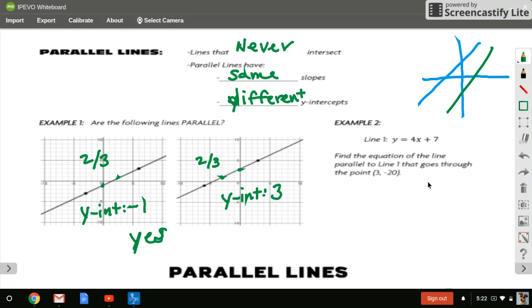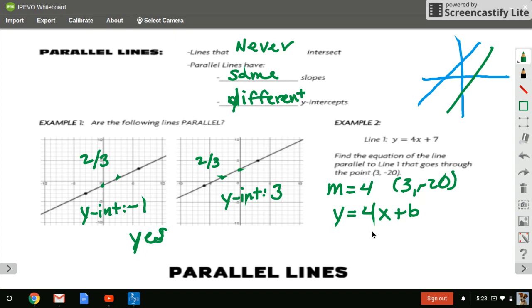So now example number 2. We're given a line, y is equal to 4x plus 7. We need to find an equation of the line parallel to line 1 that goes through the point (3, -20). If it's parallel, again, we have the same slope. So our m is equal to 4. And we're going through the point (3, -20). So we know that we have y is equal to 4x plus b.